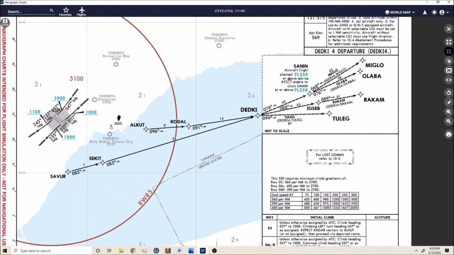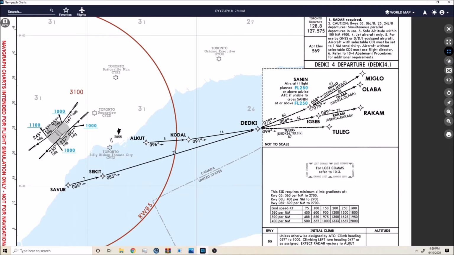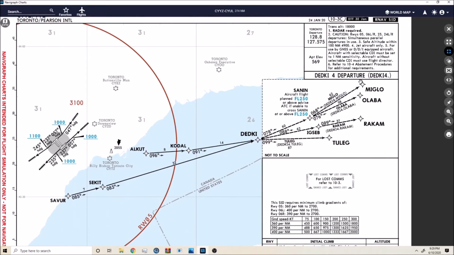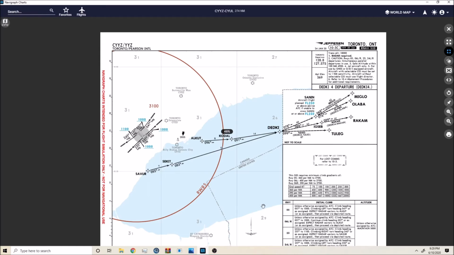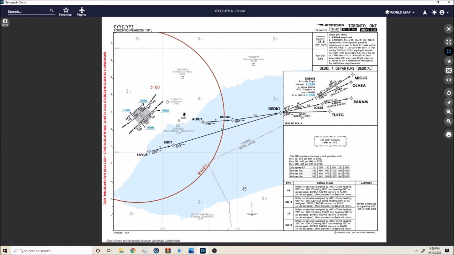Aircraft flight plan 250 or above, advise ATC if unable. So if you can't make 250 by SANN, let them know you can't do it. And maybe they'll give you something else. It's 250 by SANN. And then you're continuing to MIGLO and the rest of your flight plan to Montreal. So that's a standard departure, just looking at the departure.